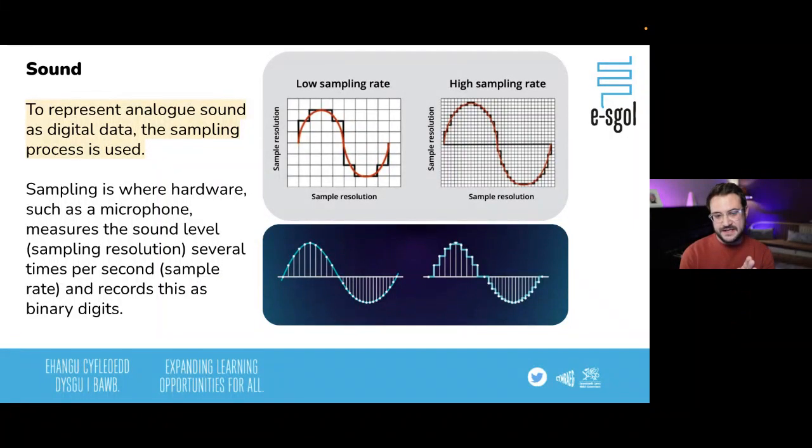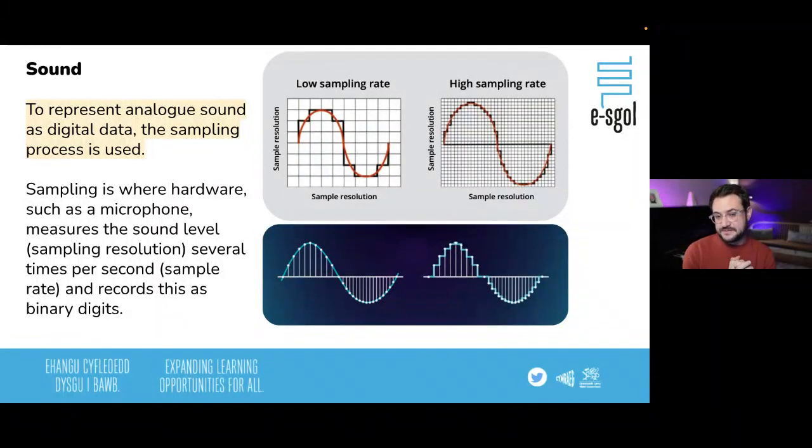Okay, we are deciding, we're measuring the height of the wave. So that's then the sample resolution. And obviously, the finer we want that gradient to be, the more data we're using on our computer. But then we can also decide how often we want to measure the sound wave. So this is called the sampling frequency, or the sample rate.